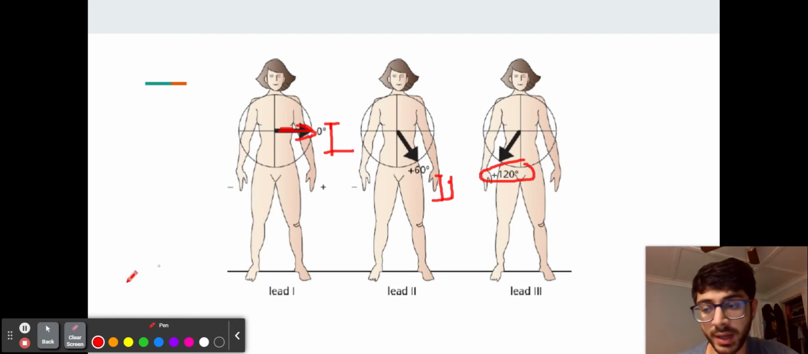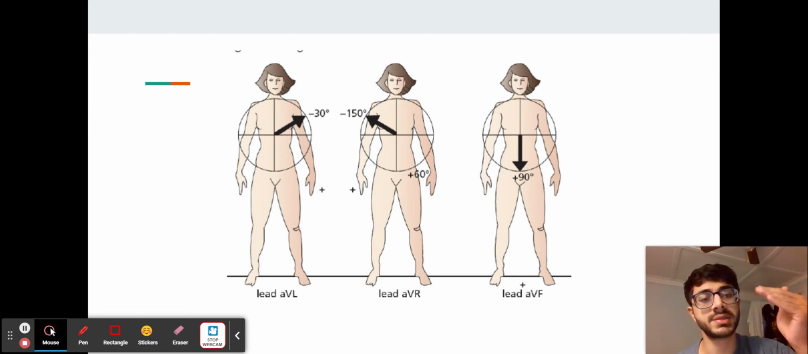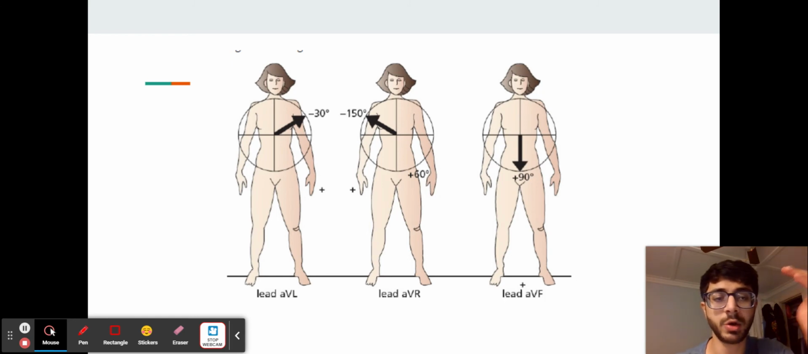I would suggest drawing it. I've drawn it on the next slide. So this is AVL, AVR, AVF. Again, this is kind of easy to memorize. When this all comes together in the end, you will realize that it makes sense. Everyone memorizes that, oh, inferior wall STEMI, 2, 3, AVF. This is gonna make all of it make sense.